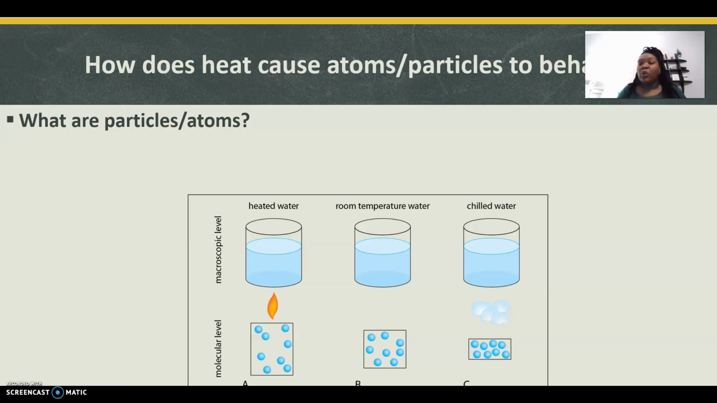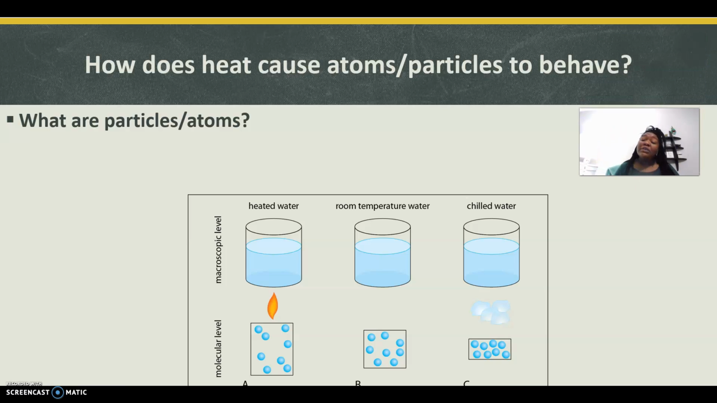Our next question we're going to work to answer today is how does heat cause atoms or particles to behave? The first thing we need to understand, though, is what in the world is an atom or a particle? Everything around you, even the air you breathe, the water you drink, your fingernails, rocks, grass, all of those things are made up of atoms. Yes, atoms are the basic building blocks of all living and non-living things.